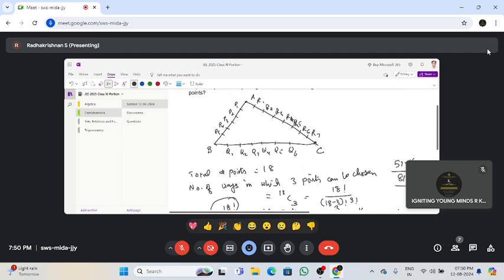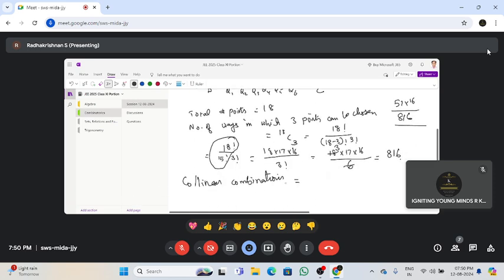So how many ways in which 3 points can be chosen from these 5, P1 to P5? Suppose you've chosen all the 3 points from P group. How many such combinations are there? That will be how many ways you can choose 3 points from 5, right? 5C3.